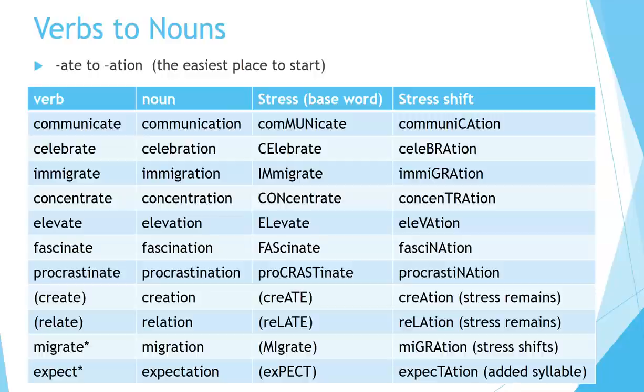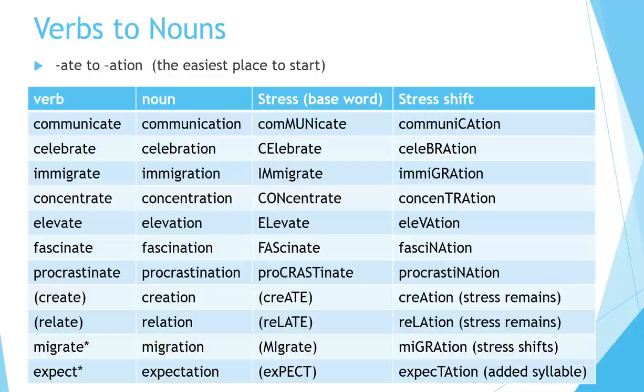Let's look at the next two. Create, relate. These are two-syllable words, and the stress in two-syllable words usually falls on the second syllable. So, create becomes creation. The stress remains on the second syllable because it's the second one from the end. Relate, relation. Now, not all two-syllable words do this.